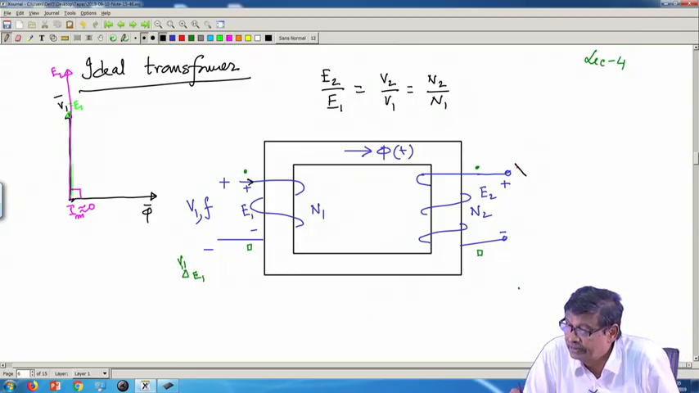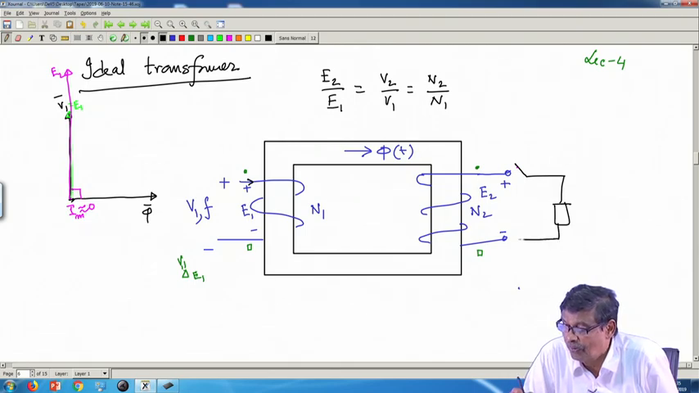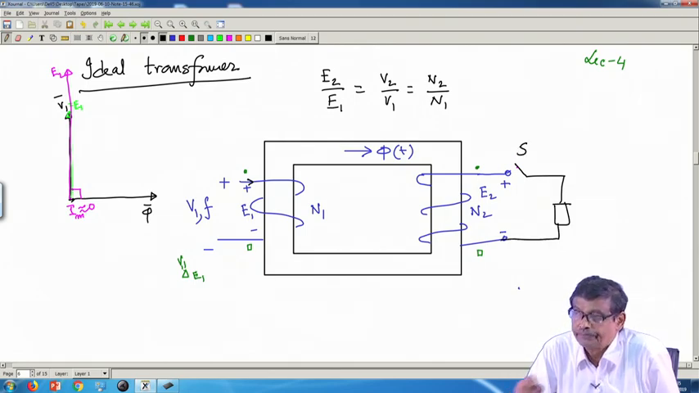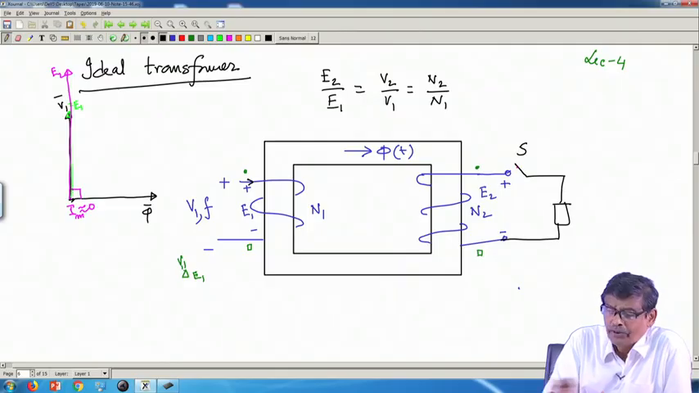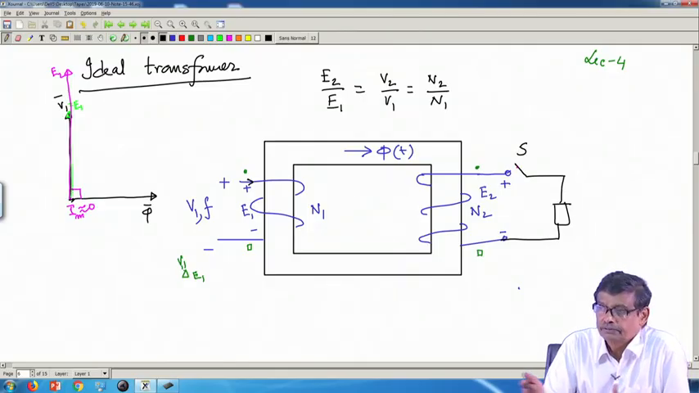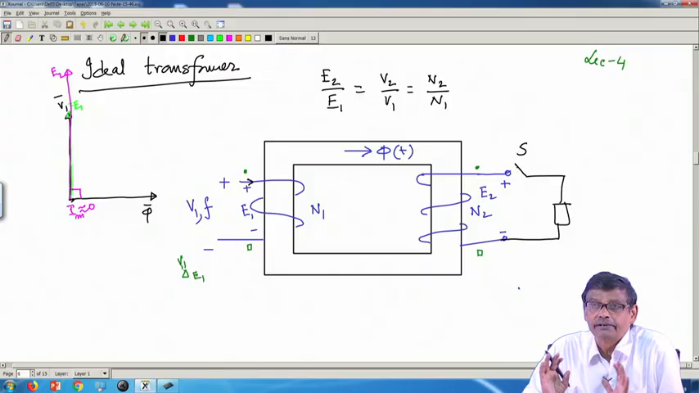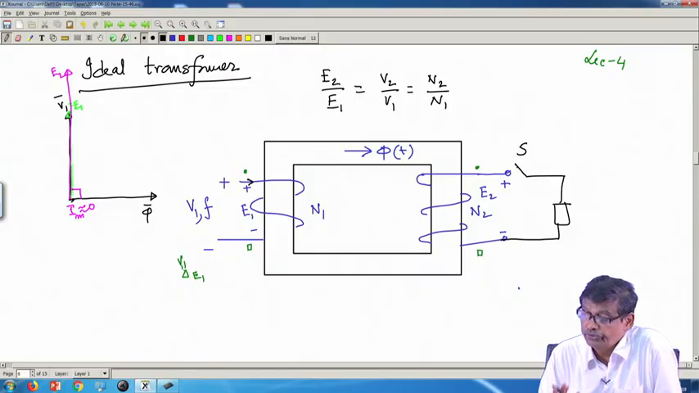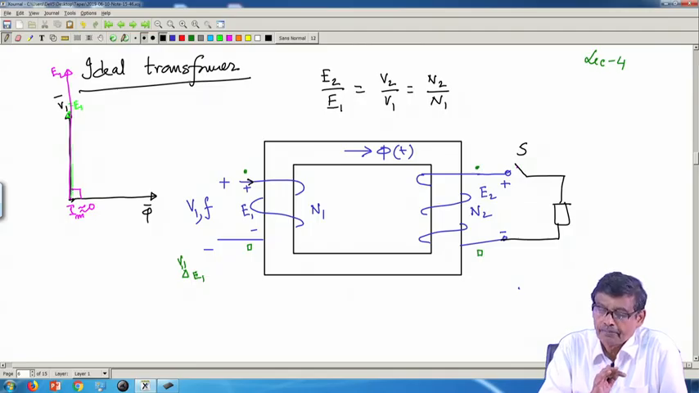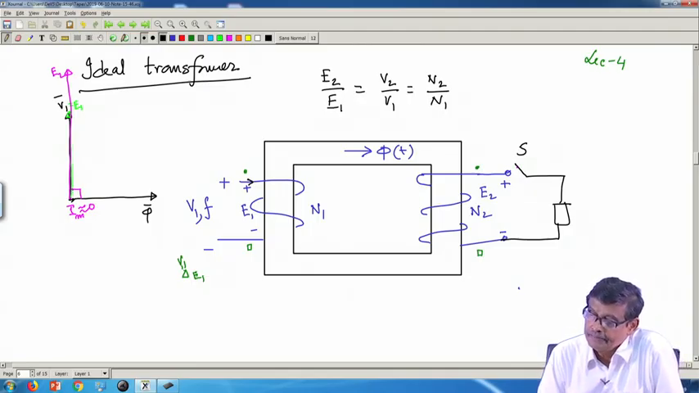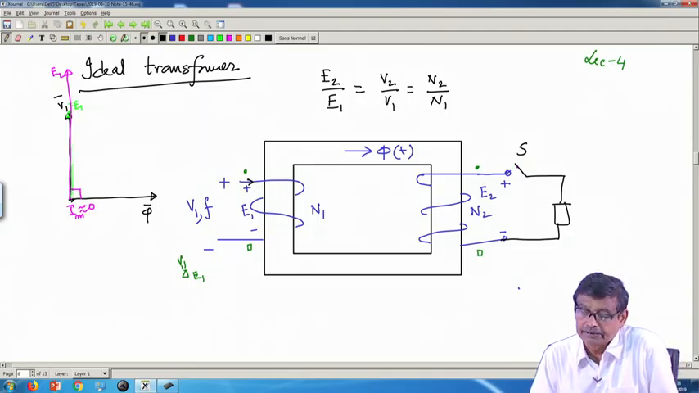What I am trying to tell you, imagine that there is some load which is still now open circuited, there is a switch. Our discussion till now was with S opened. Now, the question is what happens if I close S? Okay? That is very interesting.